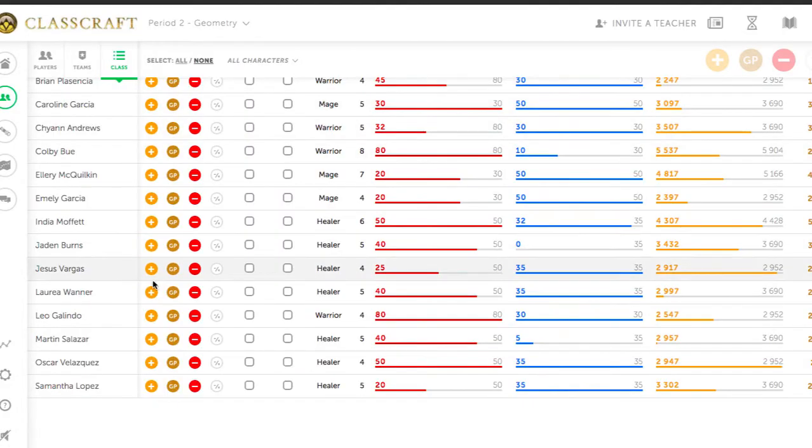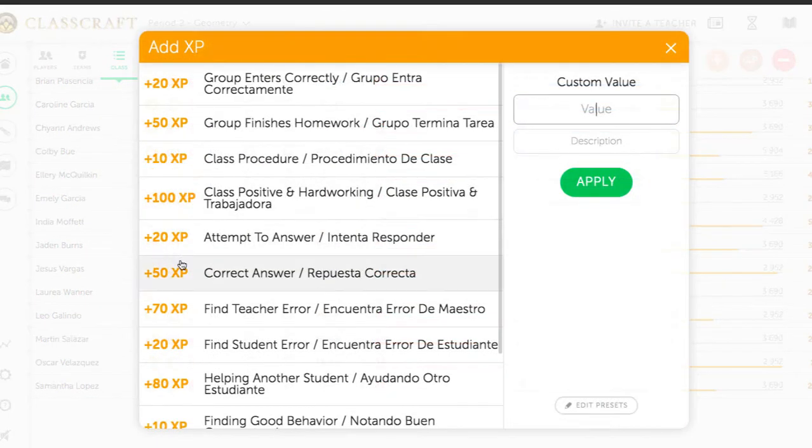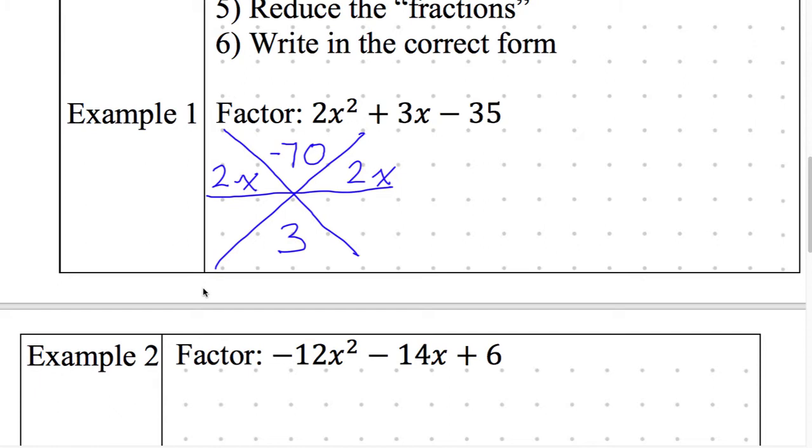All right, so Emily, you are in. I have your card. If you turn that in, please. And the question now becomes, what times what is -70 and also adds to a positive 3? Only 2 people. 3 people. 4 people. 5 people. 6 people.